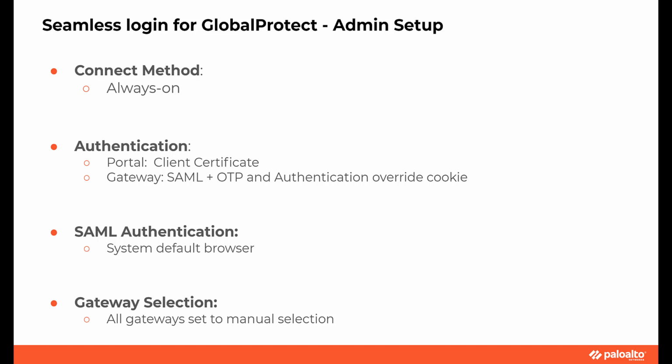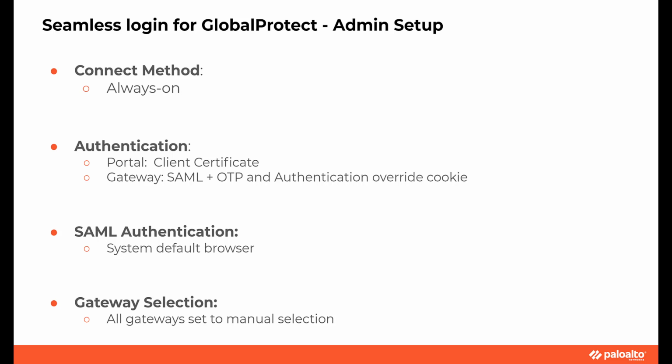Let's run through the configuration real quick from an admin standpoint. The connect method is set to always on, so that internal host detection works with always-on GlobalProtect. For portal authentication, a client certificate will be used. And for gateway authentication, a SAML profile will be used.